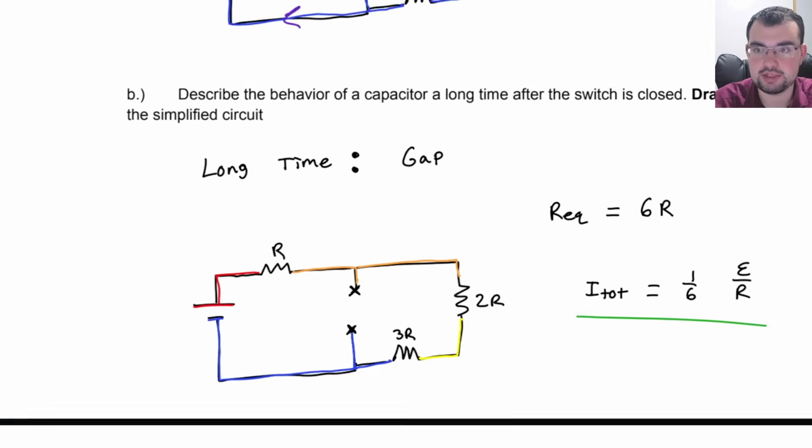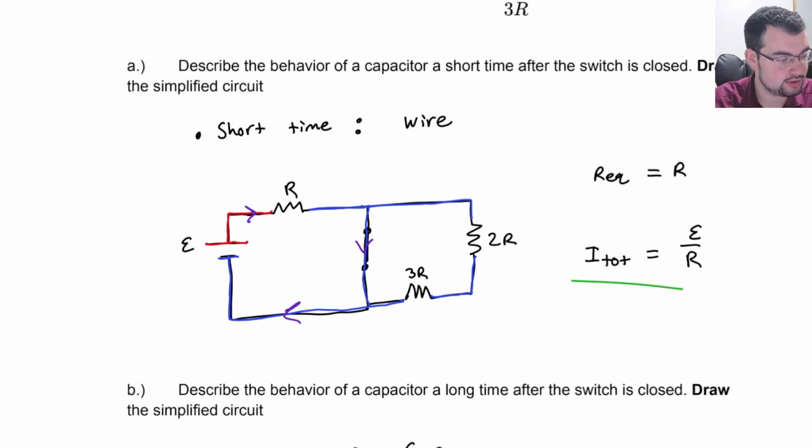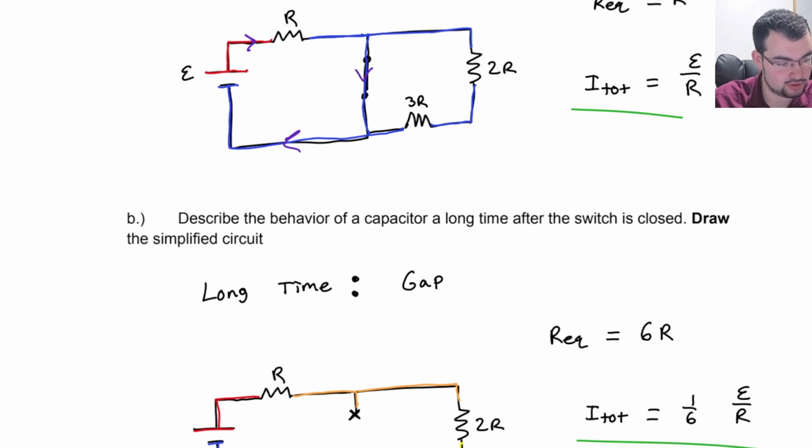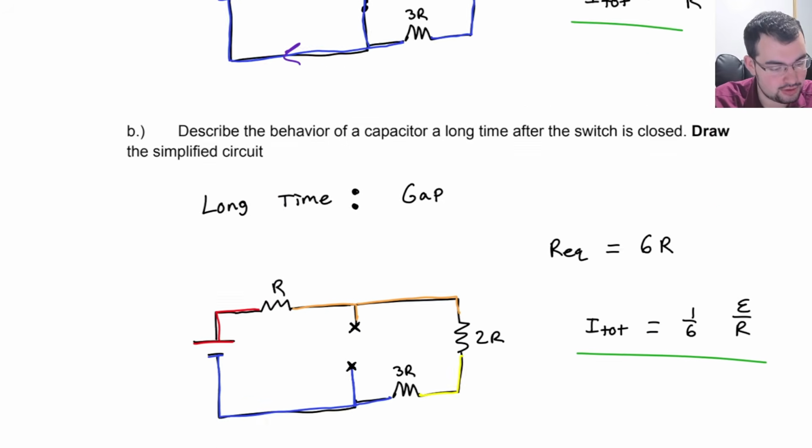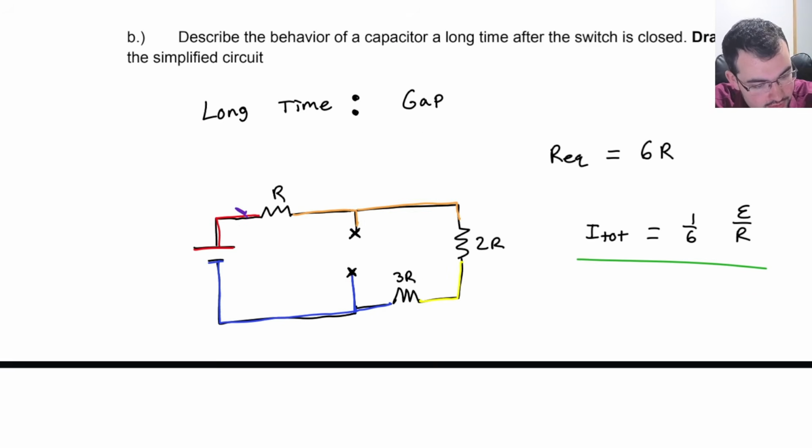So we see very different behaviors, right? Your RC circuit has a lot of current at the start and then lower current at the end, because you're going to end up shorting things at the start. But towards the end, the current has to go through all the resistances.